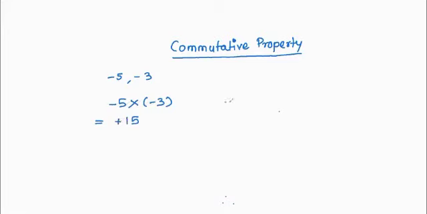Now we change the position, and we do minus 3 multiplied by minus 5. That again gives multiplication of weights, 3 fives are 15. Two negative numbers, an even number of negative numbers, means the result is positive. In this case also we see that both the results are the same even after changing the position of the integers. Hence we can say that multiplication is commutative in integers.